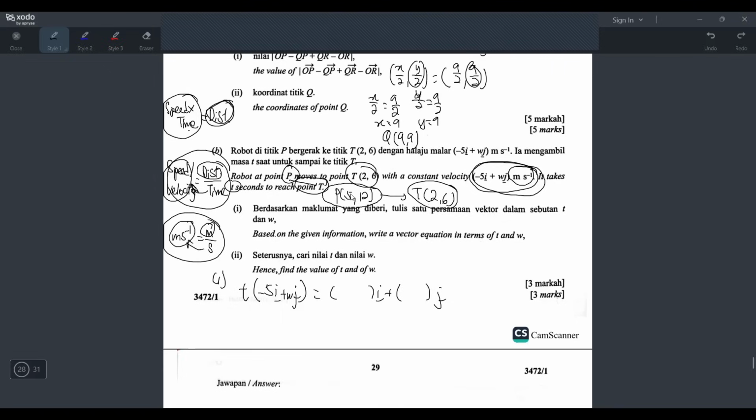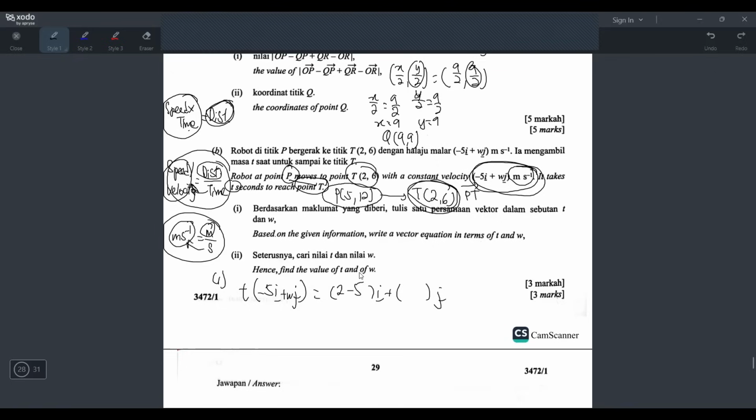So what you do is, because you are going from P to T, if you want to know the number in front of I, you have to take x coordinate minus x coordinate. It's 5 minus 2 or 2 minus 5? 2 minus 5, because this is the ending point. Okay, because you are going from P to T, it means it's vector PT. It means you have to take T minus P, not the other way. It has to be T minus P.